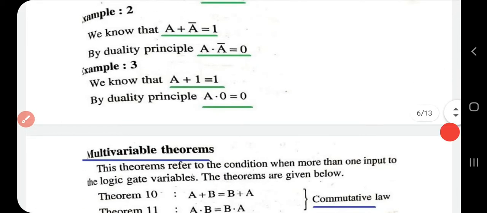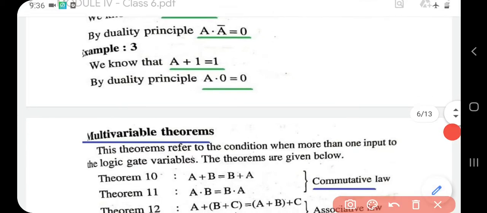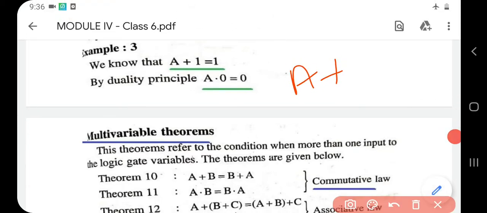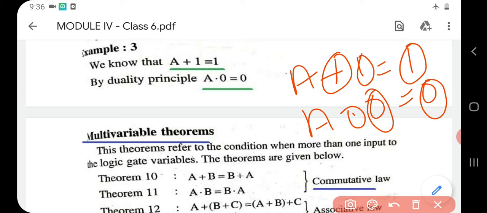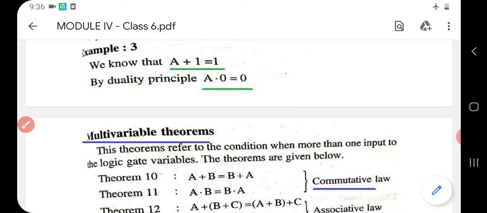Next is A plus 1 equal to 1 and A dot 0 equal to 0. Here plus is replaced with dot, and 1 is replaced with 0. These two identities also already exist. So even if the AND and OR operations are interchanged, or 1 and 0 are interchanged, the Boolean expression will remain as such.